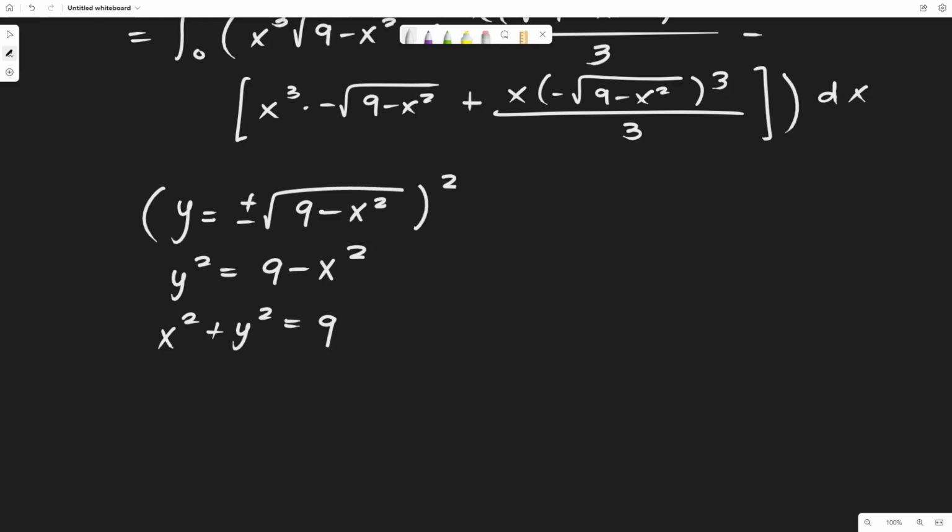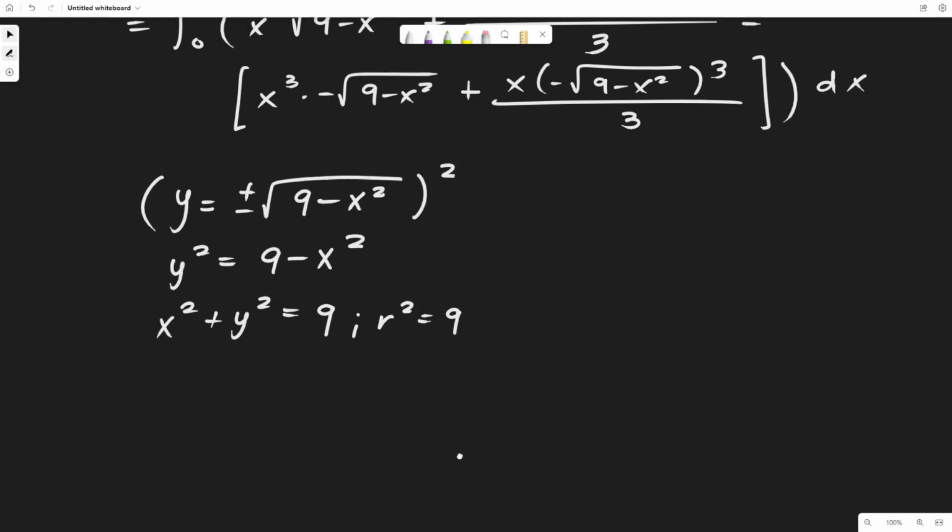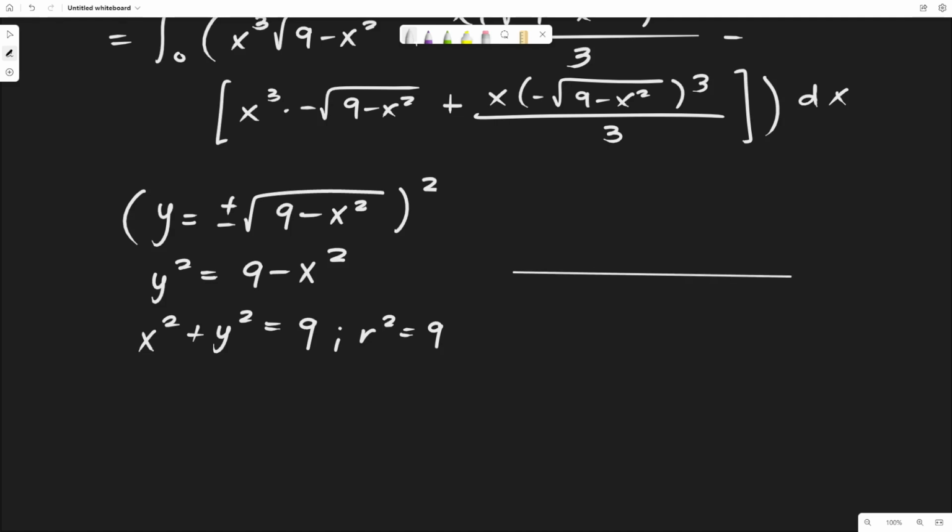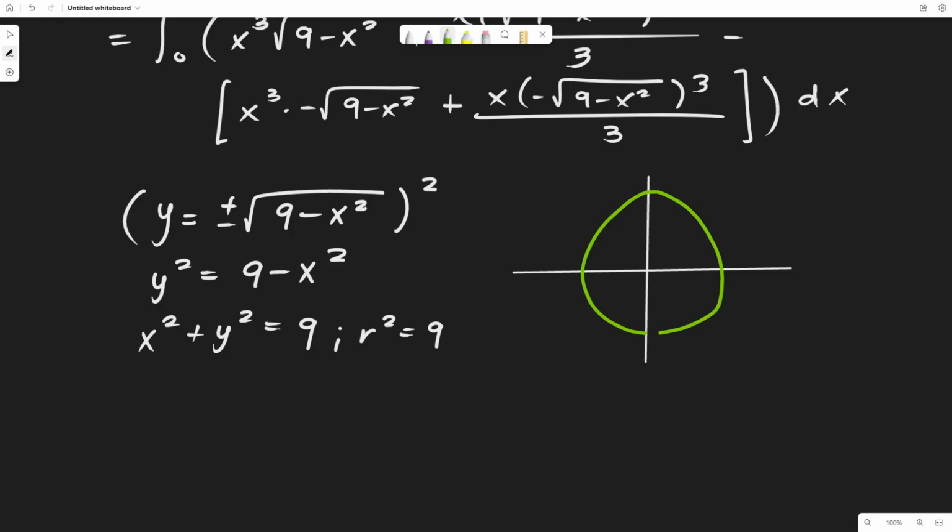This is the general formula of a circle, with 9 equal to r squared. Hence our radius is equal to 3. So when we draw it, it looks like an egg. Well, it's supposed to be a perfect circle.